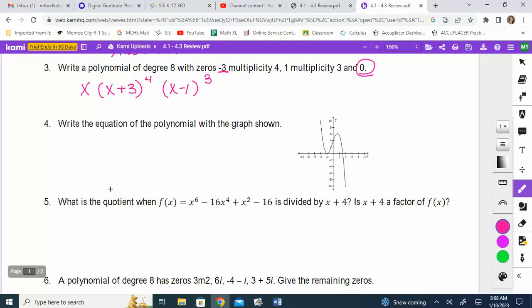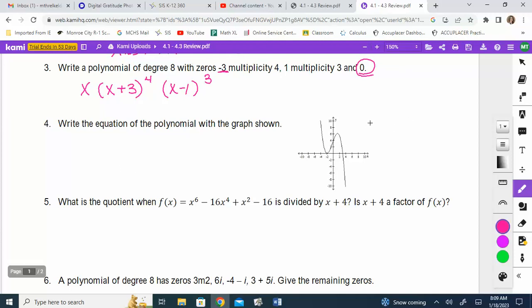If you put x plus 0 or x minus 0, that's not wrong. It's just not the cleanest way to write it. Alright. Number 4: write the equation of the polynomial with the graph shown.